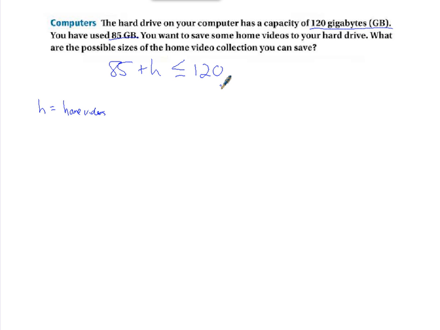Okay? Now we're able to solve this problem. We just want to solve for H, so we're going to what? Yeah, just subtract 85 from both sides. And we get H is less than or equal to 120 minus 85. 35. So H has to be less than or equal to 35 gigabytes. Whatever that video is, it's got to be taking up less than 35 gigabytes. Is that a pretty long video? Can be, yeah. So there's your answer.